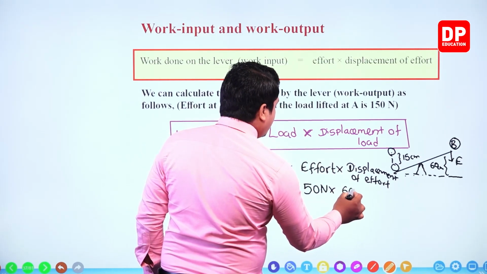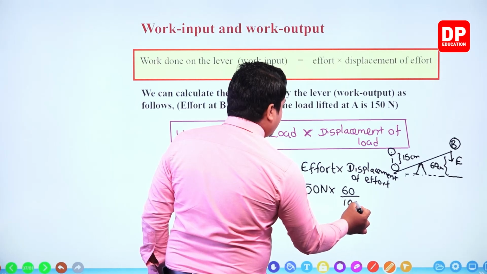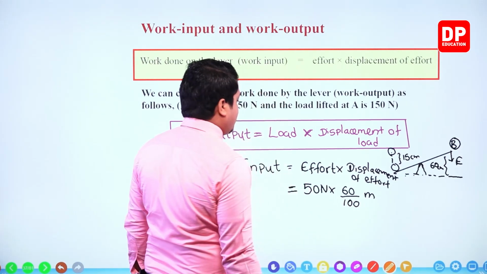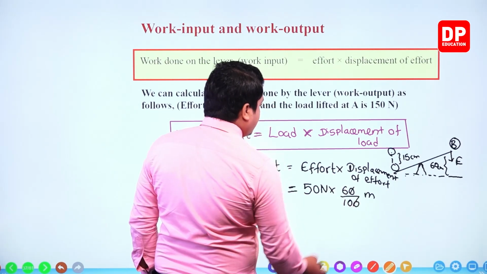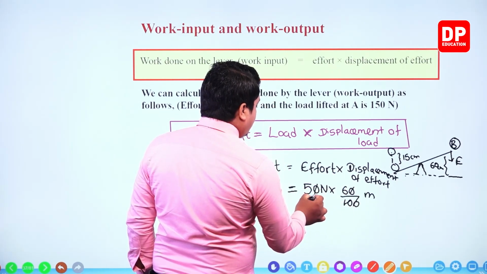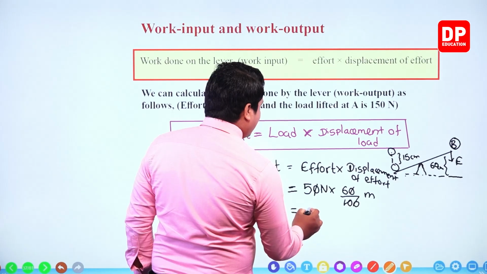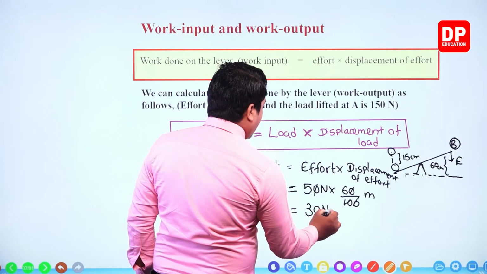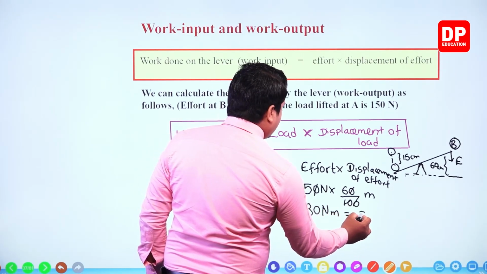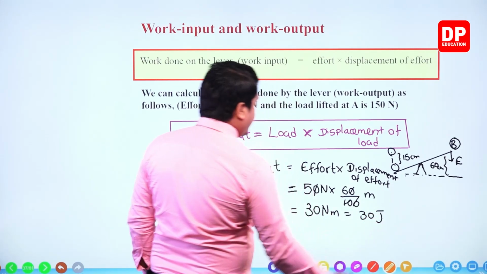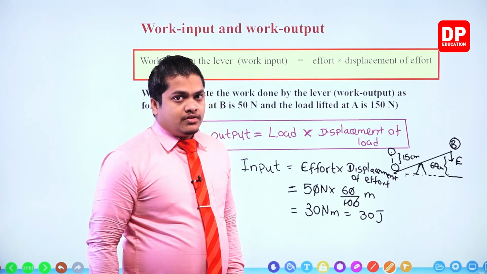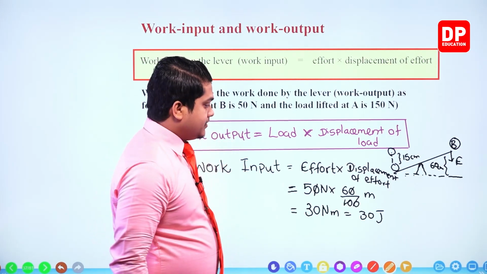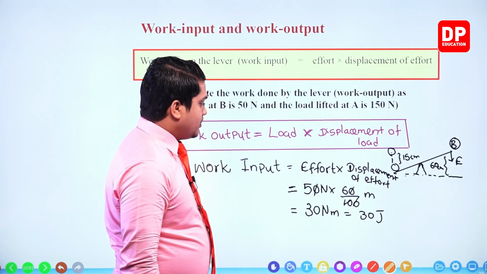Always remember, you have to apply by using meters, not centimeters, the international standard unit. 0 to 0 is getting cancelled. Here 1, here 1. So our answer is 30 Newton meters, or else 30 joules. I told you energy is being utilized to do work, so we can measure work done by using joules. So 30 joules is the work input.